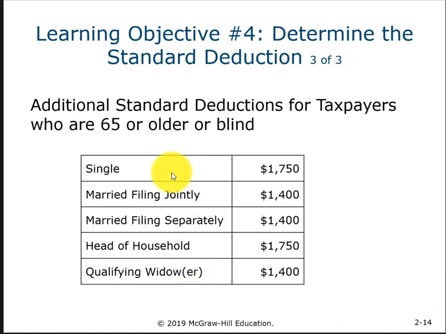If you're married, remember we're treating qualified widower technically as married. Anybody who is treated as married gets $1,400, and single is $1,750 added to your regular standard deduction.